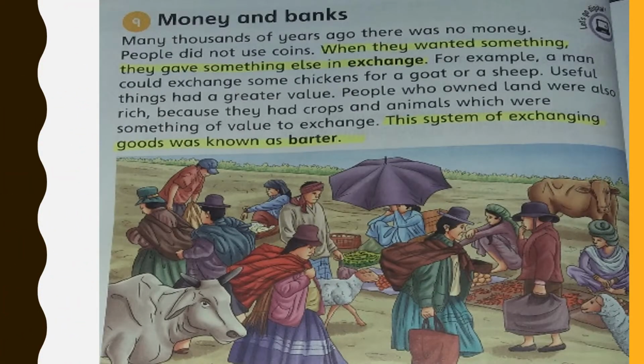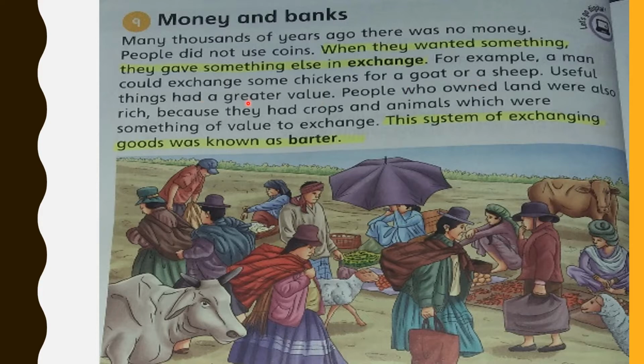Okay students, this is the page from your book. This is page 48. Money and banks. Many thousands of years ago there was no money. People did not use coins. So kids, do you ever wonder how they used to buy things? Let's see. When they wanted something, they gave something else in exchange. For example, a man could exchange some chickens for a goat or a sheep.